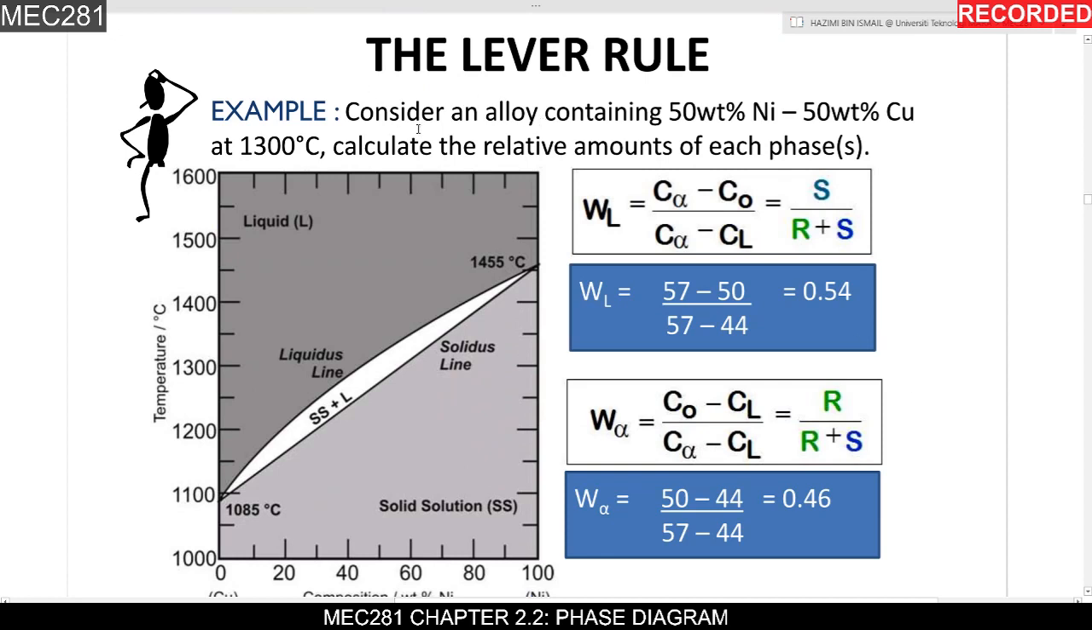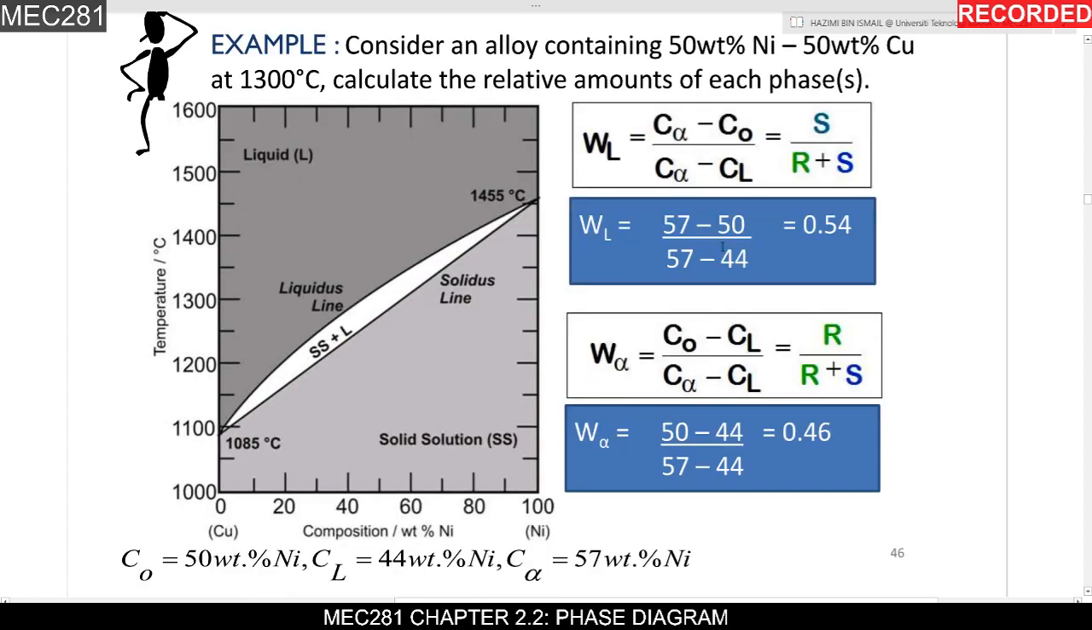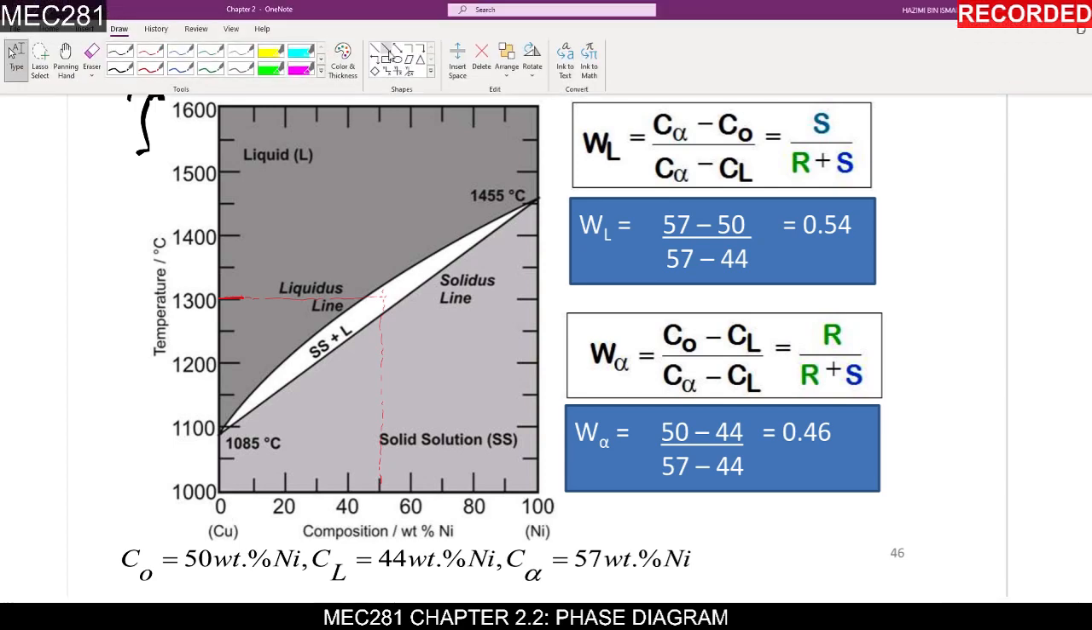The other example: consider an alloy containing 50% nickel and 50% copper at 1300 Celsius. Calculate the relative amount of each phase. So this is 1300, and this is the 50%, around like this. You have to use the ruler. I try to use the line here.